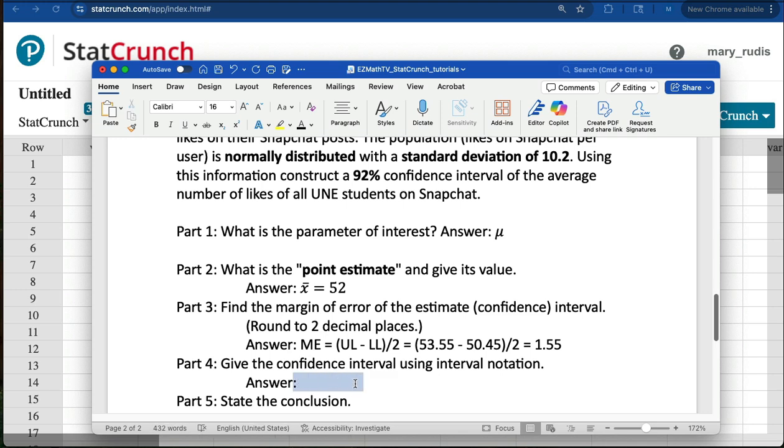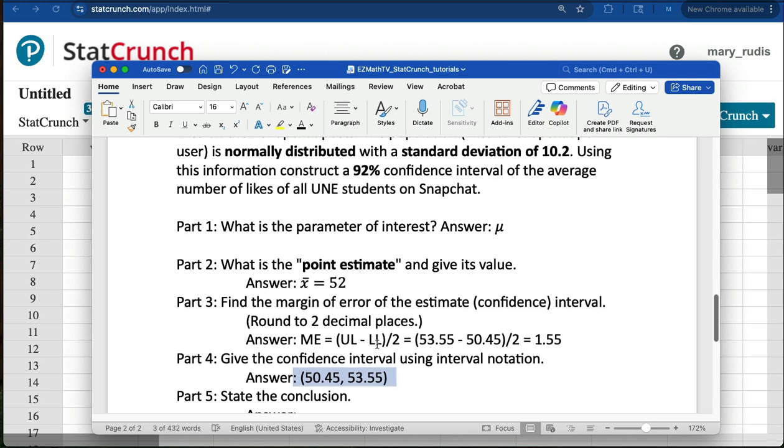And if you recall, that means using parentheses and putting the two numbers, lower limit first, comma, upper limit. So 50.45, comma, 53.55 with parentheses around it.